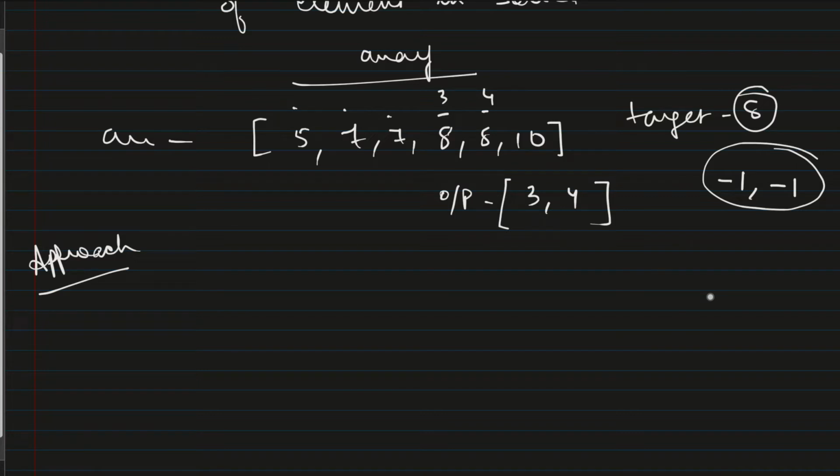So in case of binary search, what happens is there are always 3 pointers or 3 elements.